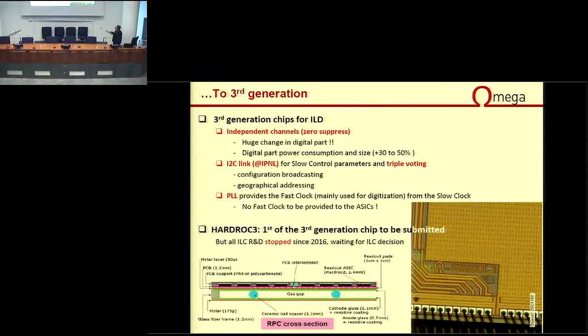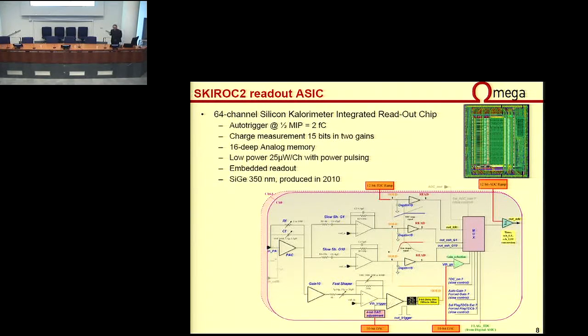There have been a few updates on the third generation of chips for ILC. We have a really independent channel feature. We also have I2C links for configuring the chips, which saves a lot of time when you have to configure your complete calorimeter. We also embedded a PLL inside the chip, which means that you don't need to provide different clocks to your ASIC. You just need to provide this 5 or 3 or 2 megahertz clock, which is the clock of the machine, and the chip internally generates a higher frequency, which is used for the digitization and the digital part.